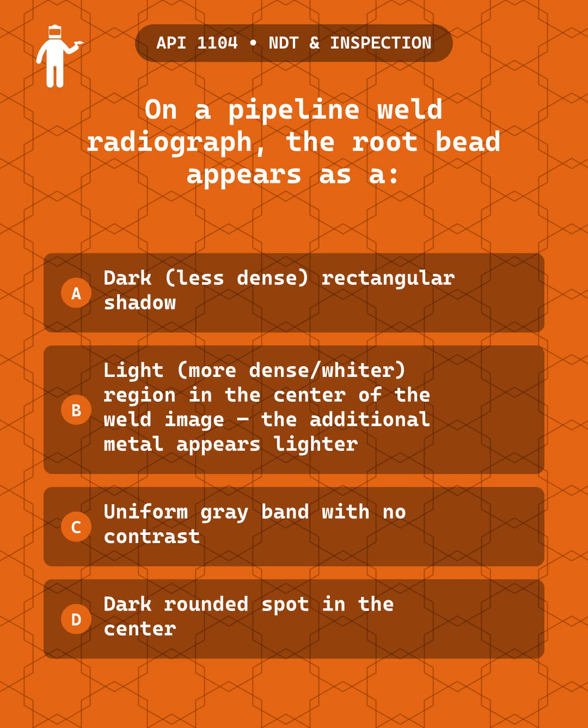Question 6. On a pipeline weld radiograph, the root bead appears as A, a dark rectangular shadow, B, a light or whiter region in the center of the weld image, C, a uniform gray band with no contrast, or D, a dark rounded spot in the center?